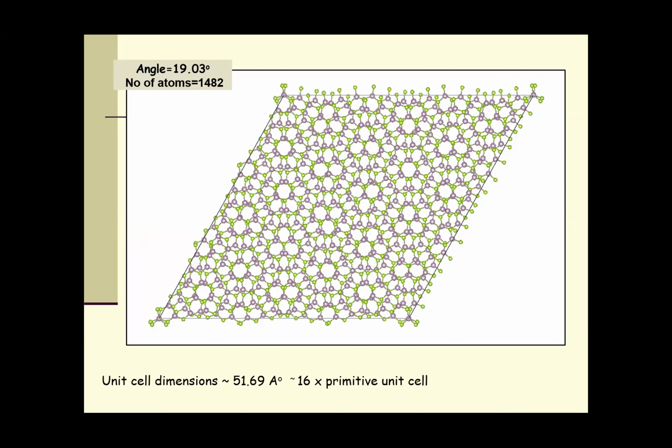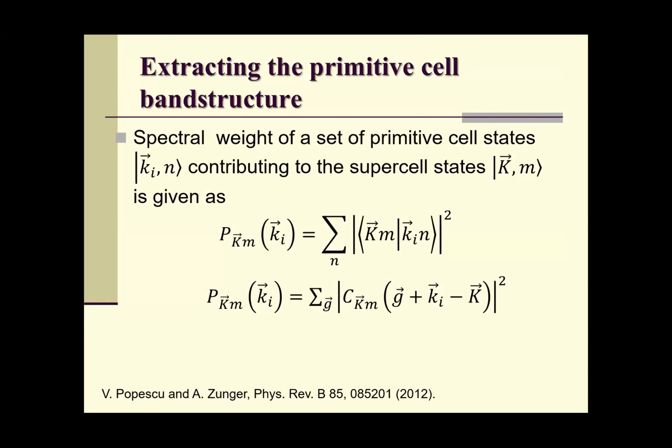Let me try to understand what's happening there. As you can see, I have a large number of atoms here, around 1500 atoms. If you want to know the size of my unit cell in this case, each of my supercell lattice vectors, or moiré cell vectors, is about 16 times the primitive cell vectors. So far, so good. And I carry out the same analysis of extracting the primitive cell band structure from the supercell band structure using the method outlined in this paper by Popescu and Zunger.